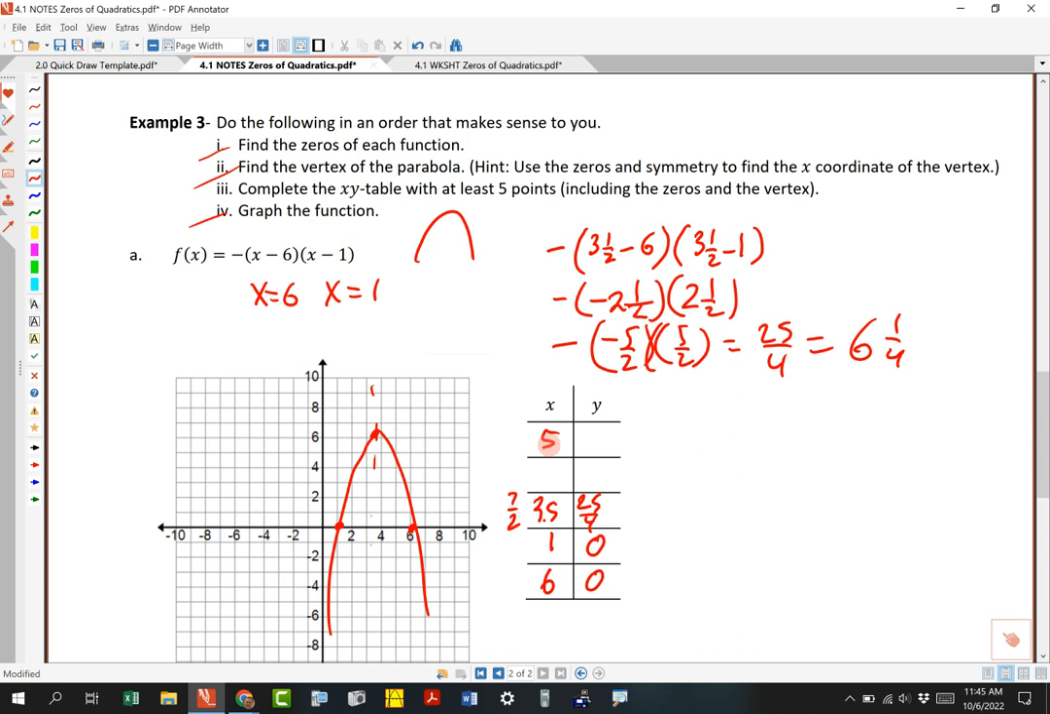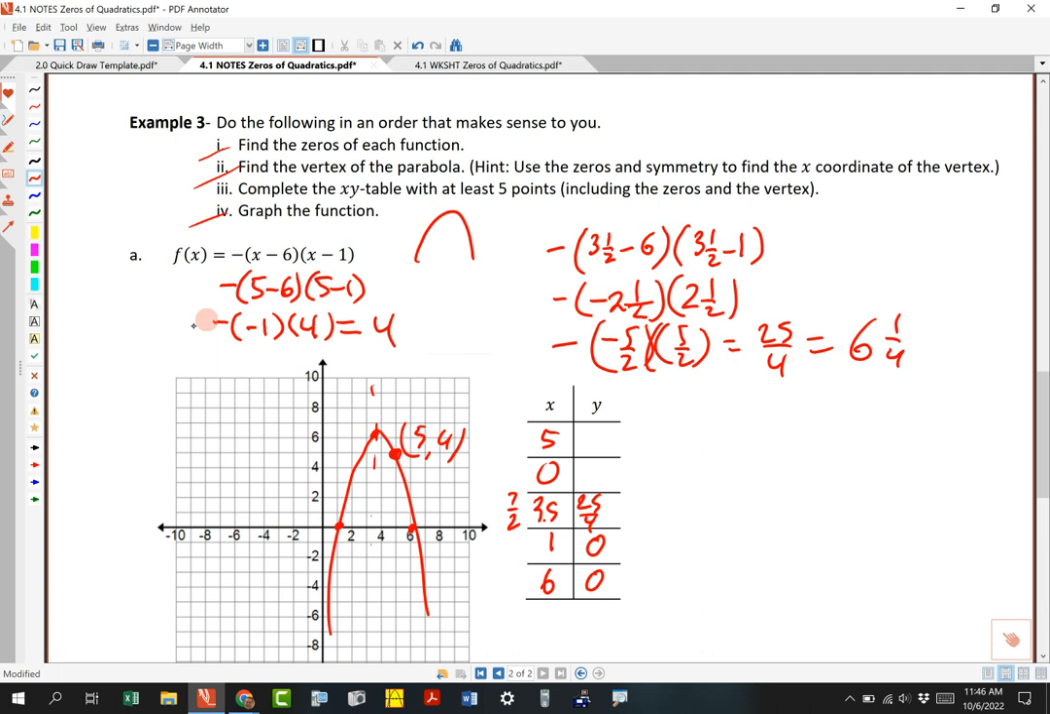Can anybody think of a number that would be ridiculously easy to plug in? Luke, what do you think? 0. 0 is always a nice one to plug in. Okay? And watch what happens when you plug these in. When you plug these in, I'm going to have a negative 5 minus 6, 5 minus 1. So this is going to be a negative. That's a negative 1. That's a 4. So I end up with a positive 4. Does that look about right? Does 5 comma 4 look good?